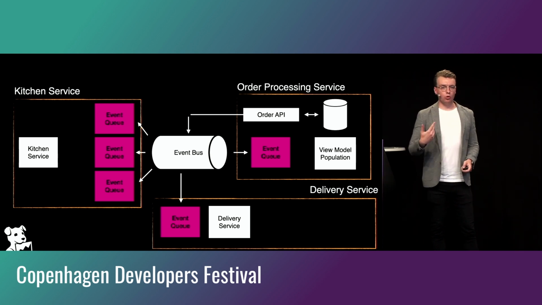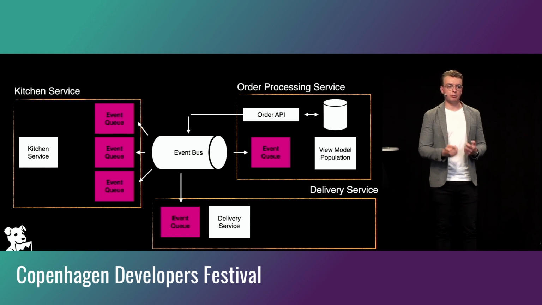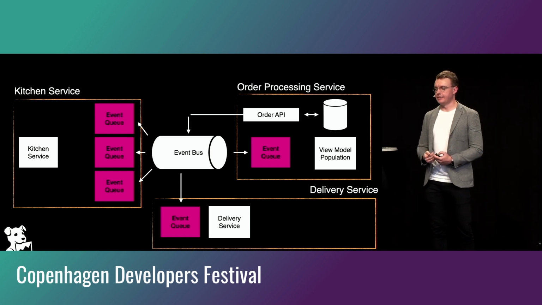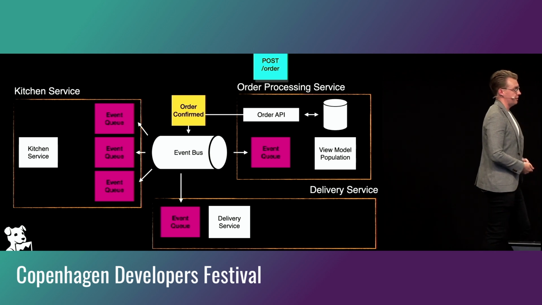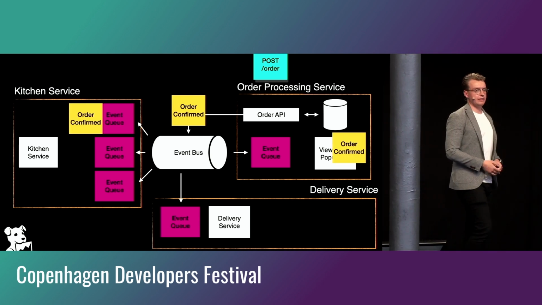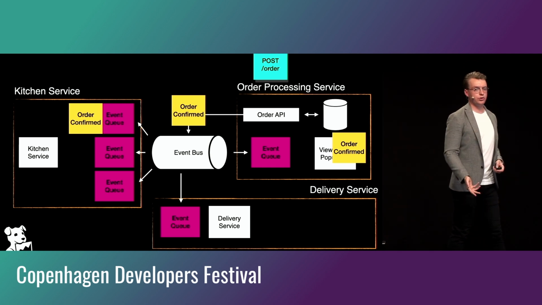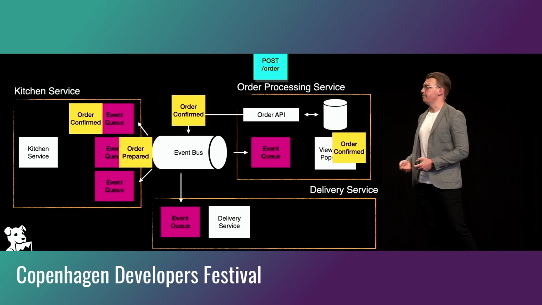So that submit order request comes in to your order API. Your order API does that little bit of validation, checks that the order is valid, stores the data in a database, and publishes the order confirmed event. The kitchen is going to consume that order confirmed event. The kitchen is going to go off, it's going to create the order. Eventually, the kitchen is going to publish an order prepared event.